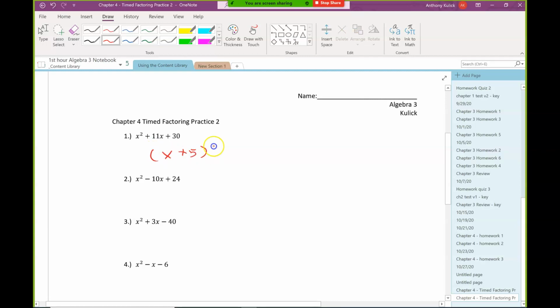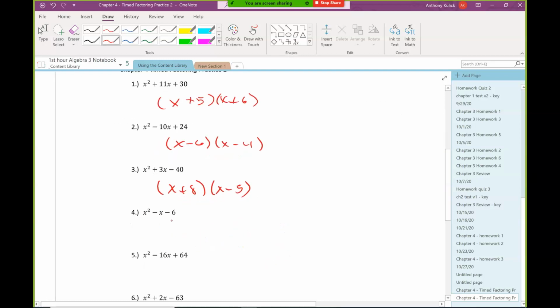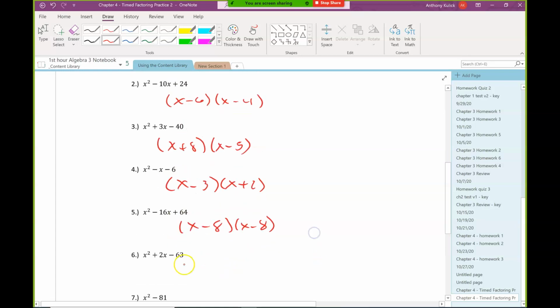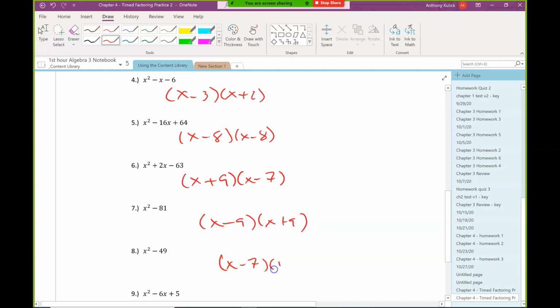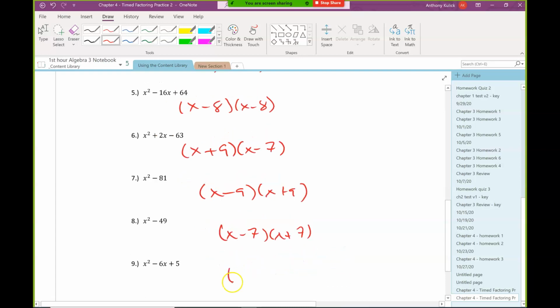So what do we have? x plus 3 and x plus 6. x minus 6, x minus 4. x plus 8, x minus 5. x minus 3, x plus 2. x minus 8, x minus 8. x plus 9, x minus 7. x minus 9, x plus 9. x minus 7, x plus 7. And then x minus 5, x minus 1.